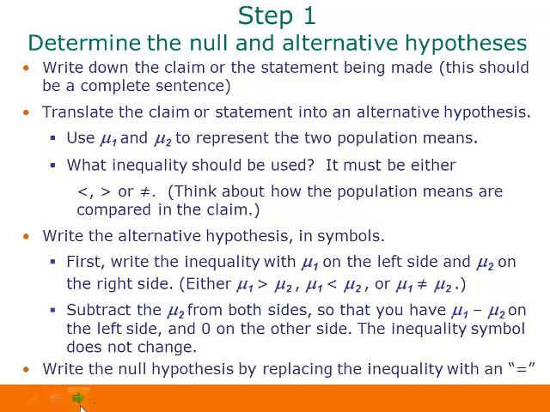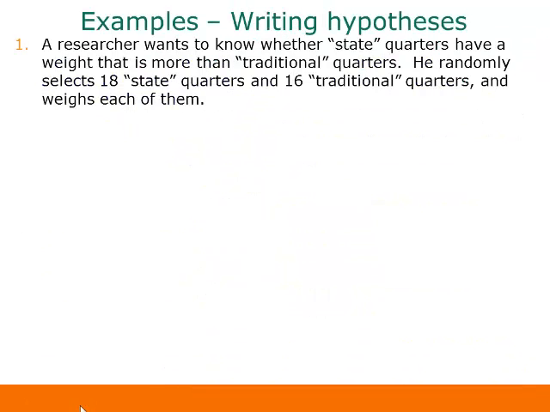Once we get the alternative hypothesis written, then we'll do the null hypothesis just by replacing the inequality with an equal sign. So here's an example of writing the hypotheses.